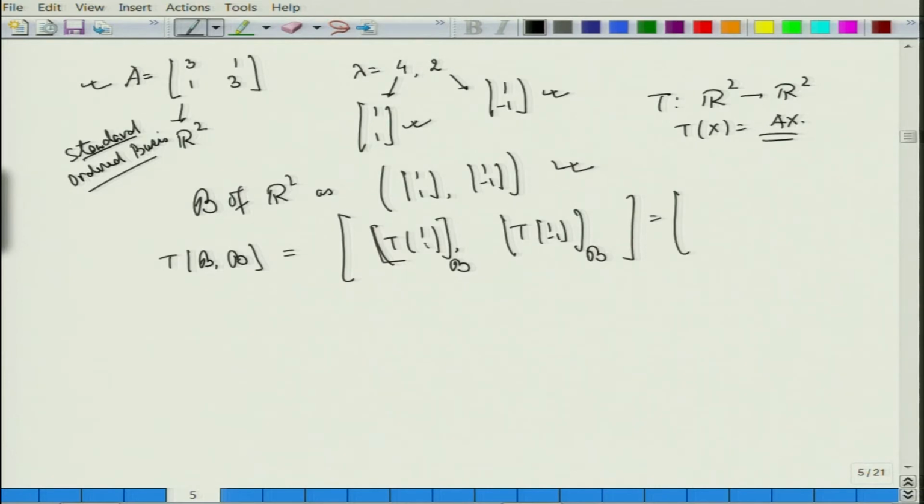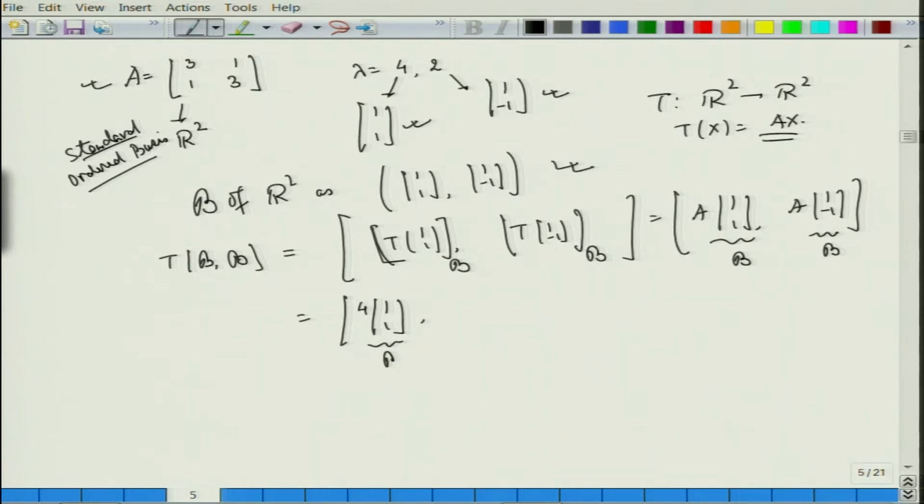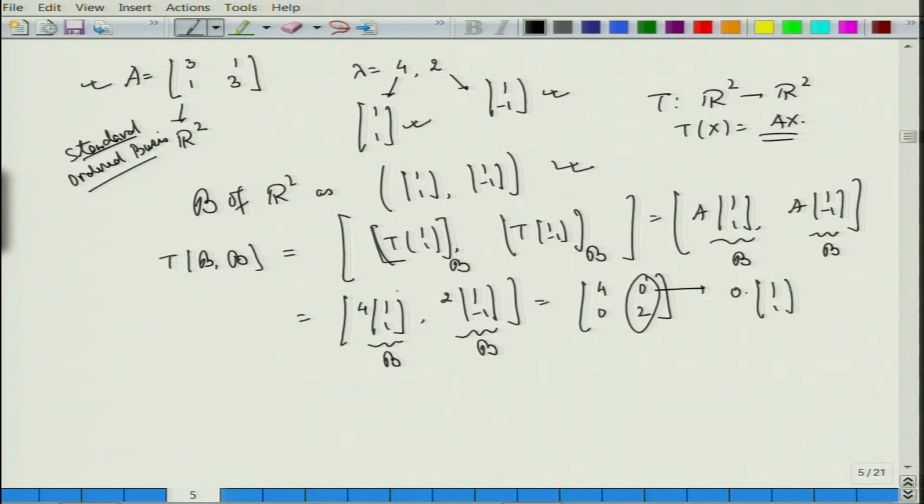So, look at T of (1, 1), it is A times (1, 1), and T of (1, -1) is A times (1, -1), which is nothing but 4 times (1, 1), and this has to be evaluated with respect to B, and 2 times (1, -1), also evaluated with respect to B. So, when I evaluate with respect to B, what I get here is (4, 0), because it is 4 times the first vector and 0 times the second vector, and this is (0, 2) because it is 0 times (1, 1) plus 2 times (1, -1), and these are the elements of the ordered basis.